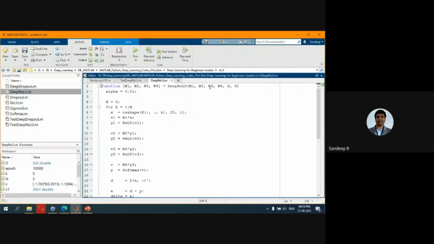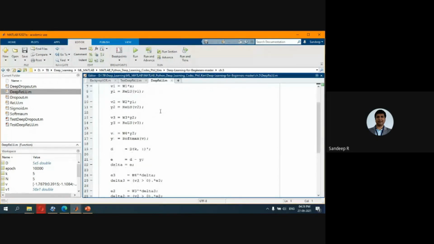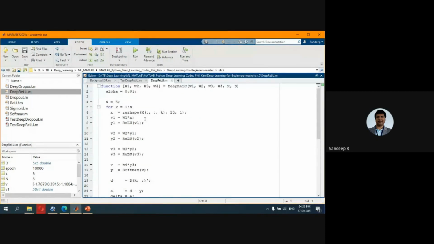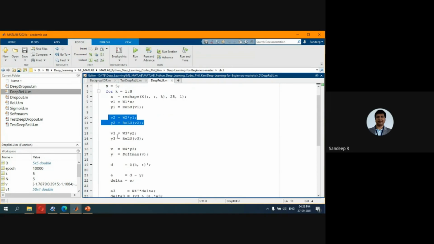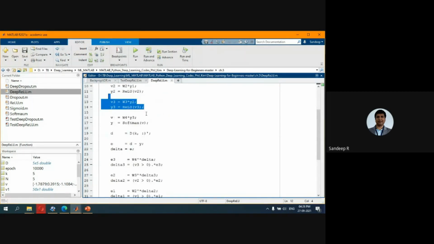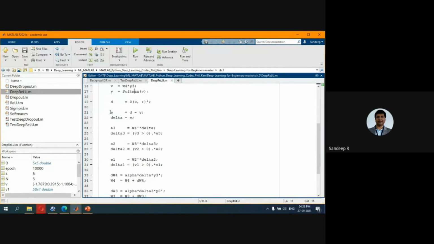So randomly initialized input, correct output. Here also the steps remain the same: input, weighted sum of the input, output of the first hidden layer, output of the second hidden layer through ReLU activation function, output of the third hidden layer through ReLU activation function, and the final output using softmax activation function. The correct output is there. Calculate the error, and then the cross entropy function will tell you that delta is equal to E. Propagate the error backward using the backpropagation algorithm.